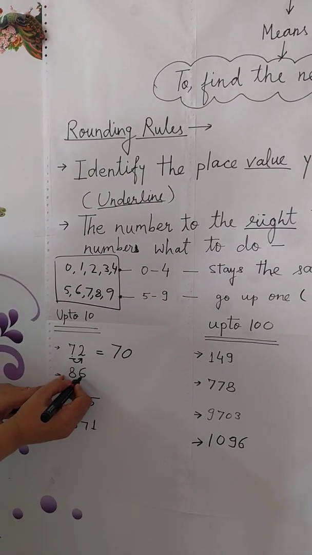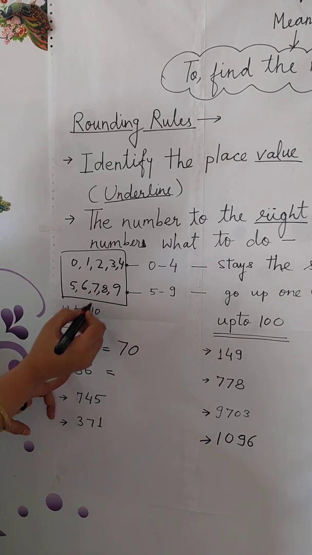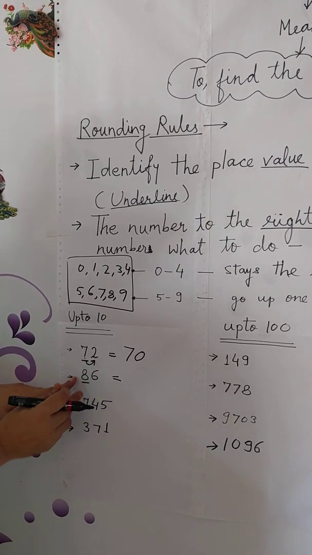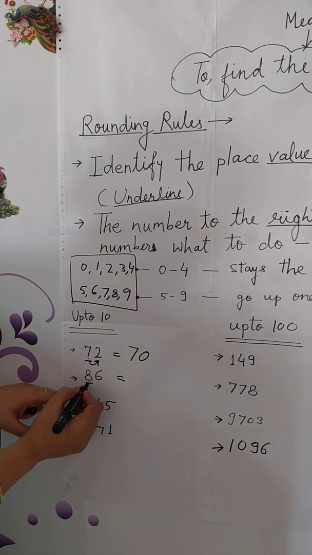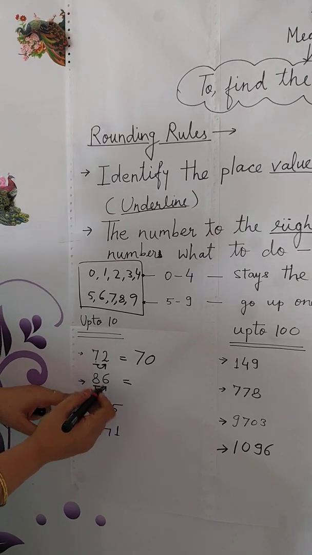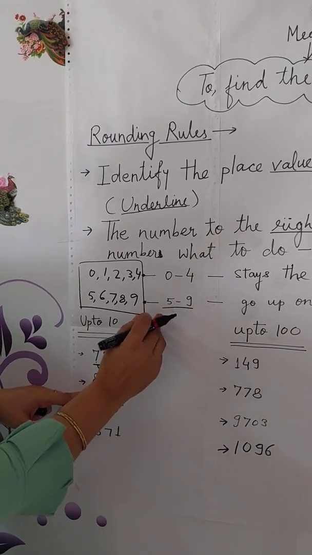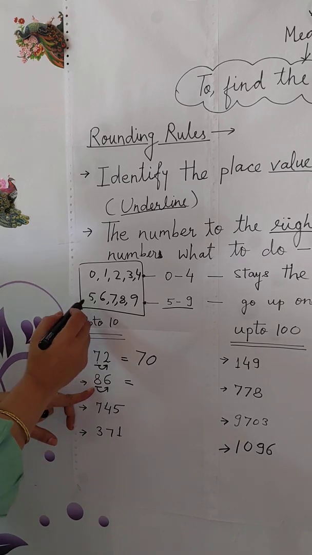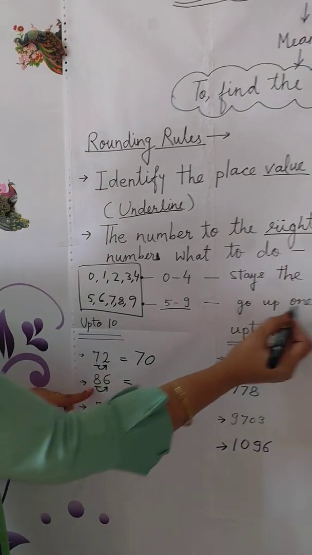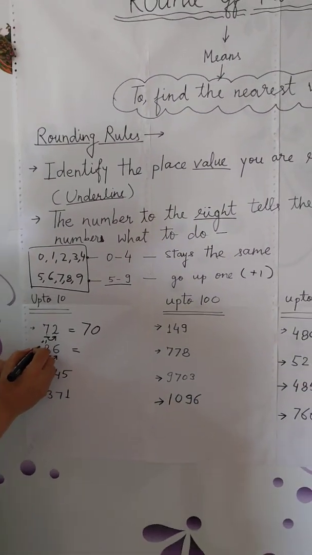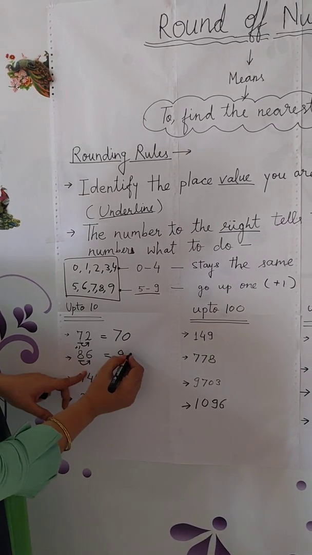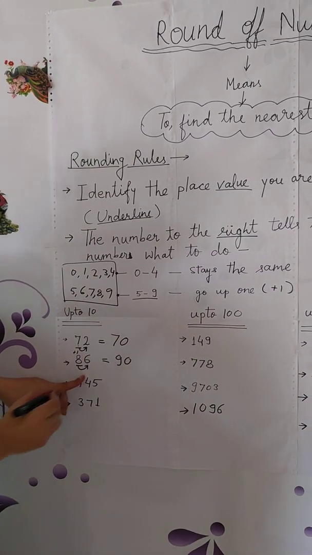Now in 86, we have to round off up to the tens place, that is 8. Now we see the digit to the right of the 8, that is 6. 6 comes into the 5 to 9 group: 5, 6, 7, 8, 9. So what will we do? We add 1 here, we go up 1. That will be 9, and in place of 6 we will write 0.